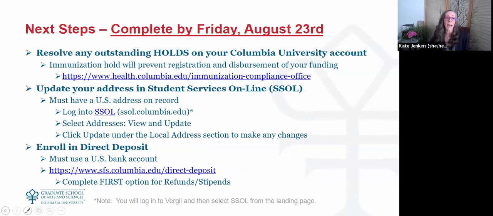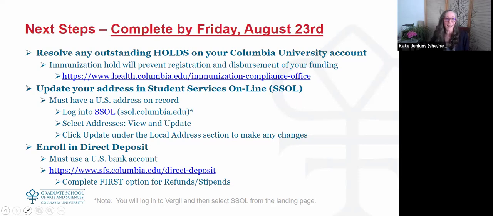So first is if you have any outstanding holds on your university account, if you previously attended as a master's student or an undergrad at Columbia in any of the schools, and you have an outstanding hold, you will not be able to continue with the registration process until that is cleared. That includes, if you are a new student, the immunization hold. And this is one of the pieces that you can take action on now before the big wave of students who are trying to complete this process with our health compliance office prior to the beginning of the semester.